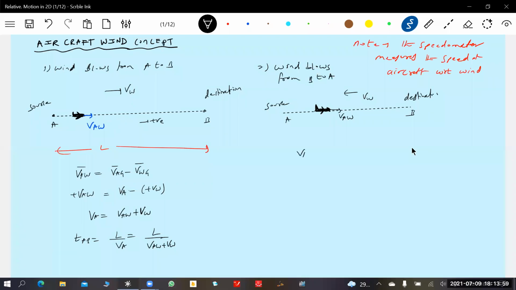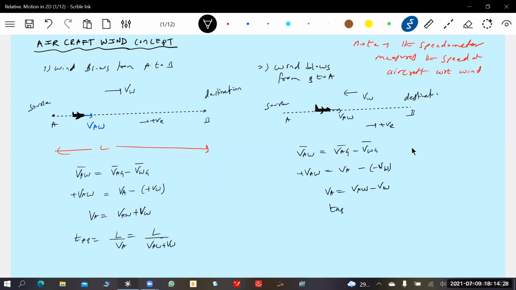Then again the formula VAW equal to VAG minus VWG. So this is positive, this we don't know. This is VW. Why the negative sign? Anything directed towards right is positive. Then VAG or just VA should be equal to VAW minus VW.